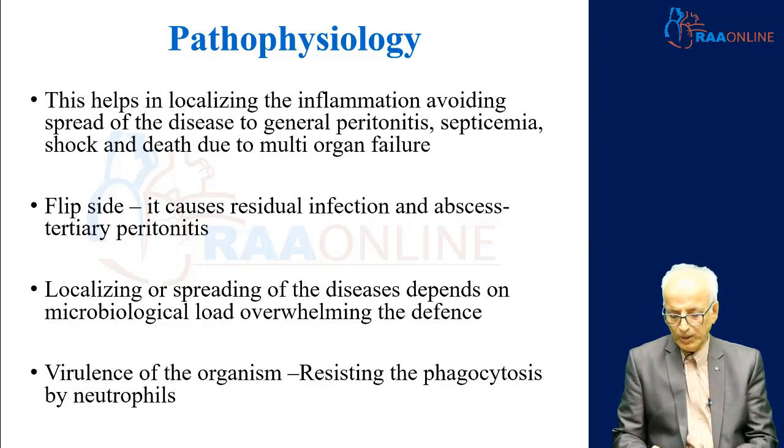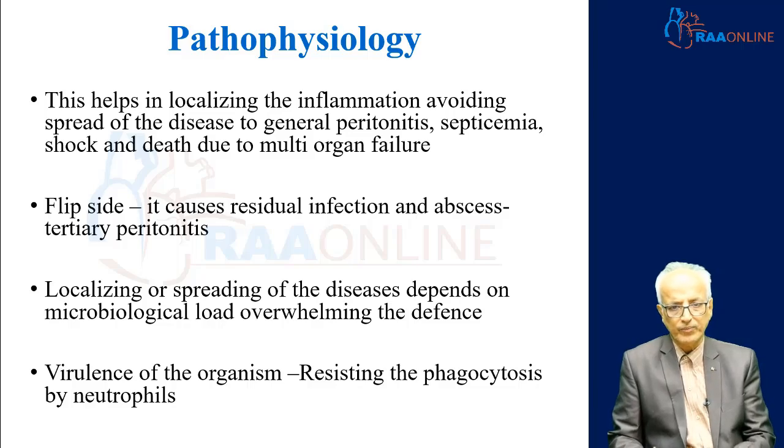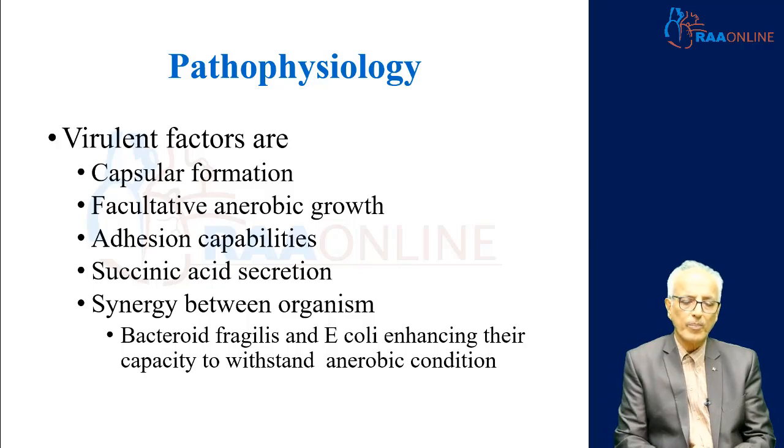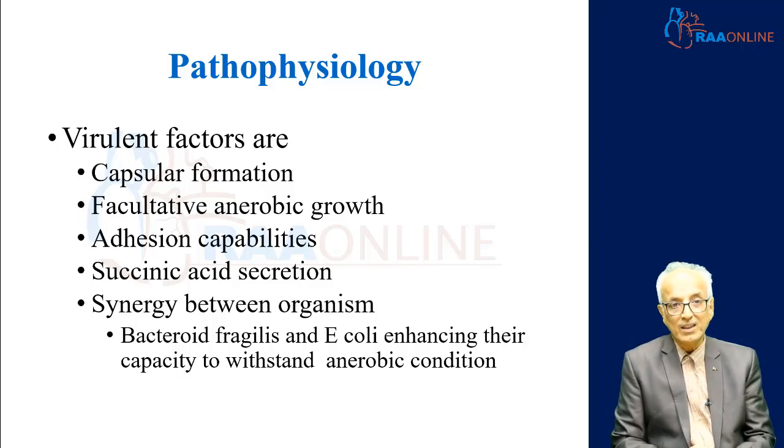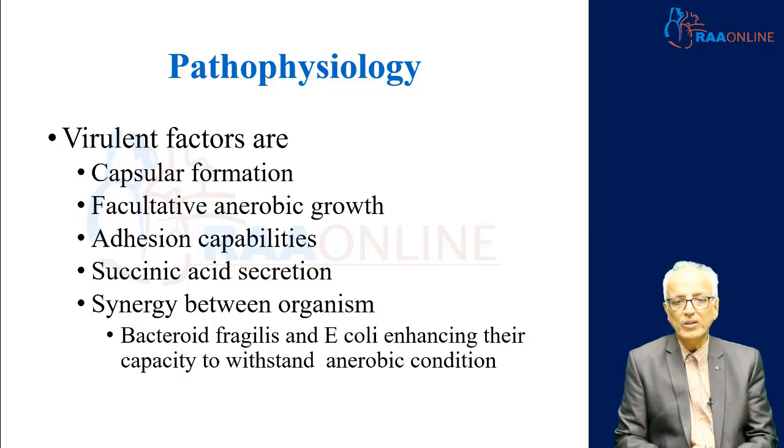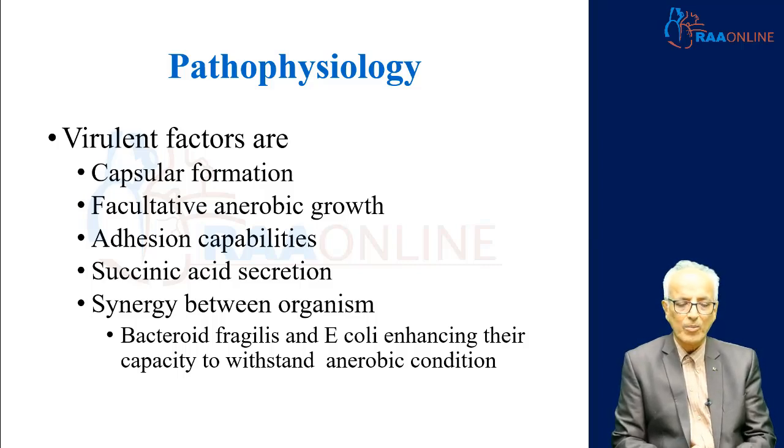Second important component is the virulence of the organism, which can resist phagocytosis by the neutrophils. So, the virulence of the organism can be because of its ability to form a capsule or its facultative anaerobic growth capabilities. Succinic acid secretion is another point by which the virulence is enhanced.